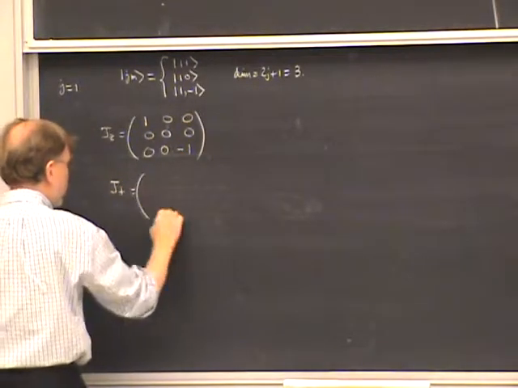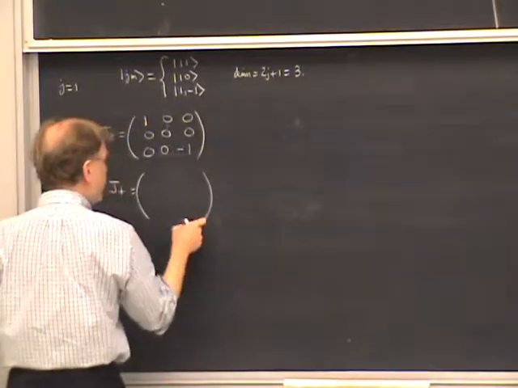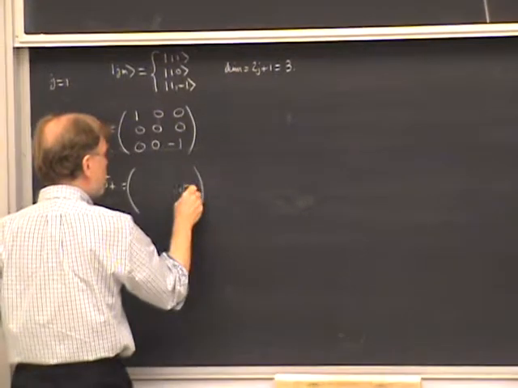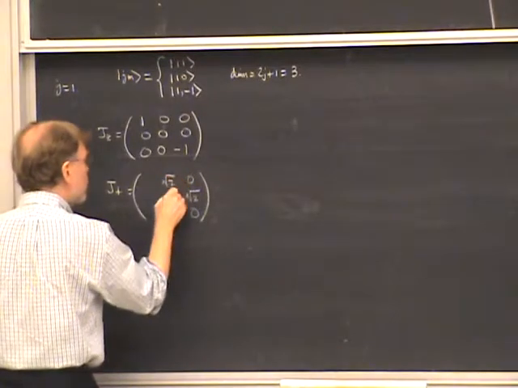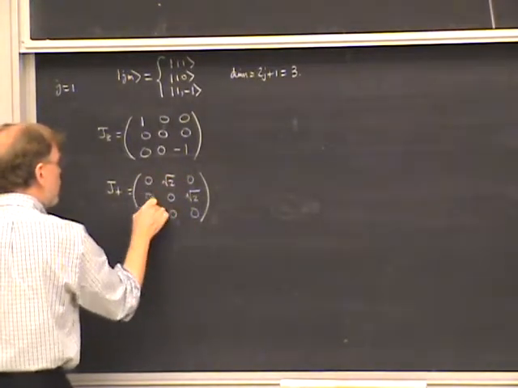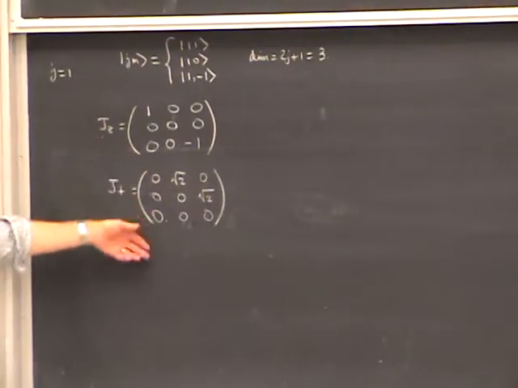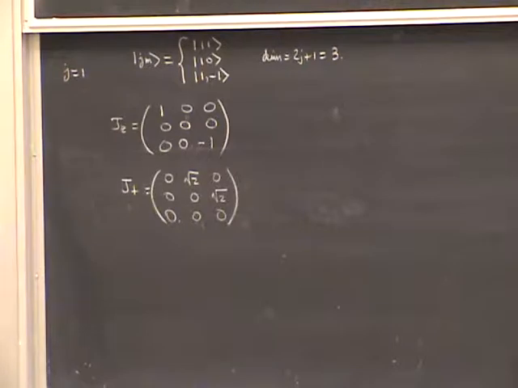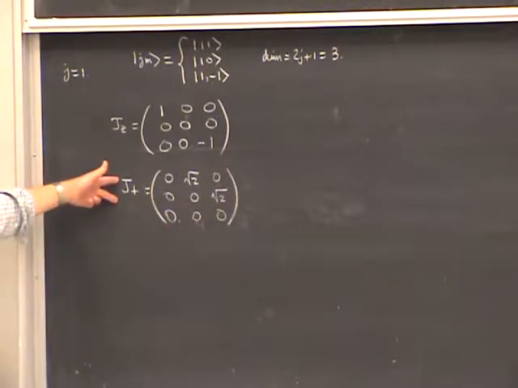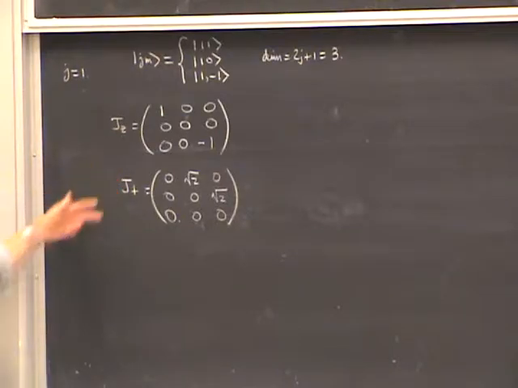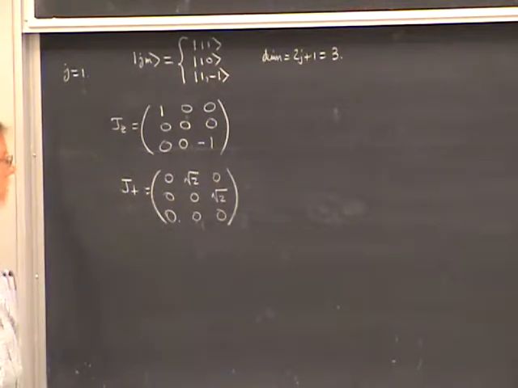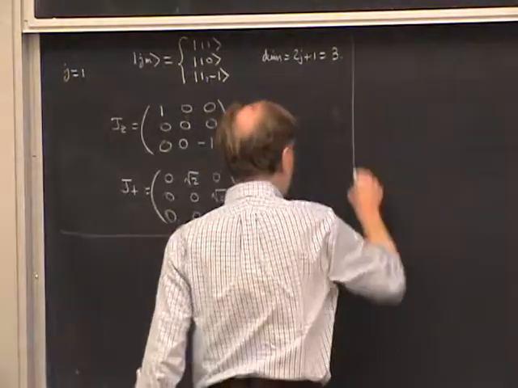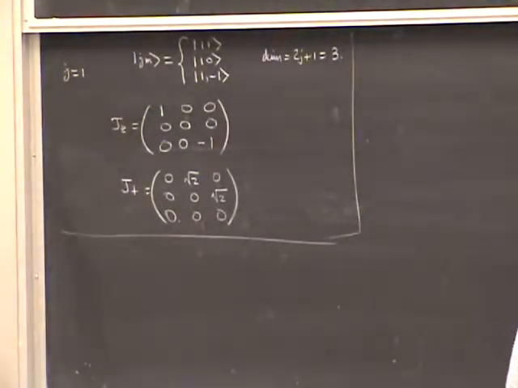If you work on J plus, what you find is that if you raise the anti-stretch state, you get square root of 2 times the middle state. So this is this column. If you raise the middle state, you get square root of 2 times the stretch state. So the center column is this, and then the first column is zero because if you try to raise the stretch state, you can't stretch it anymore, and so you just get zero. So this is J plus for a spin one or angular momentum one system. J minus is then the transpose of that. From that, you can get Jx and Jy by taking linear combinations. So this is an example of the matrices representing angular momentum of various values of J.